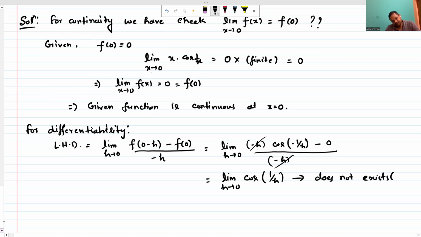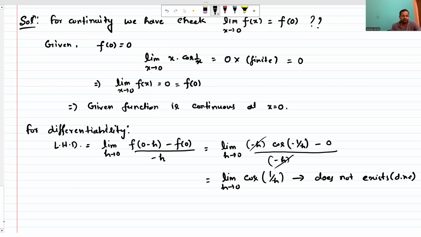So this limit does not exist, because we don't know what value cos will give at infinity. It will be a finite value, that is confirmed, because the value is between -1 and 1, so it cannot be infinite. But what the value actually is, we don't know at infinity. When h is tending to 0 then 1 upon h will be tending to plus infinity here, so it does not exist. It means the left hand derivative does not exist.